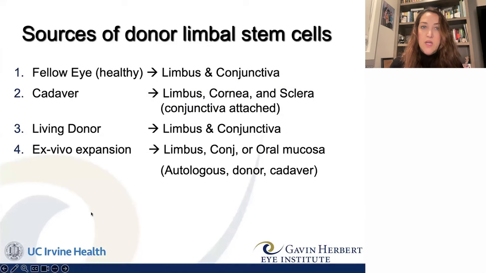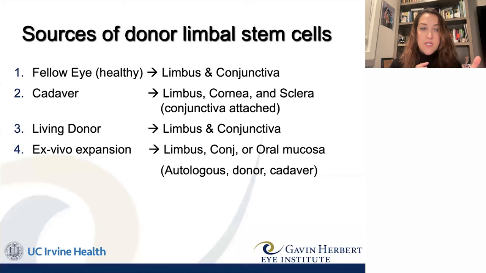So again, sources of donor stem cells, we talked about this. We can get it from the fellow eye. We can go to a cadaver. The cadaver will give us limbal tissue, corneal tissue, scleral tissue. We need the conjunctiva attached. So when I order these from our eye banks, I ask for cornea tissue with large scleral rim, and the conjunctiva needs to be attached. That's important because oftentimes when these donor corneas are harvested, the conjunctiva is cut off at the limbus. Those are not appropriate then for the keratolimbal allograft tissue that we need here. We want the conjunctiva to be attached.